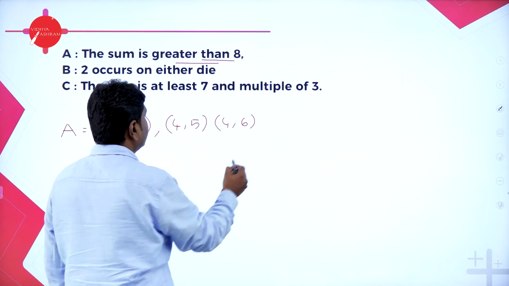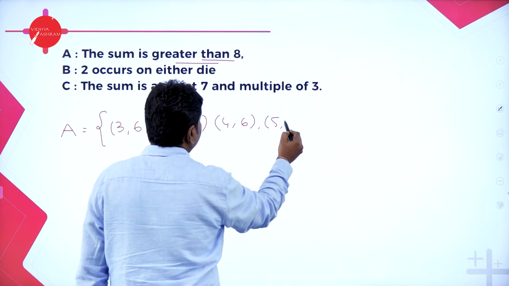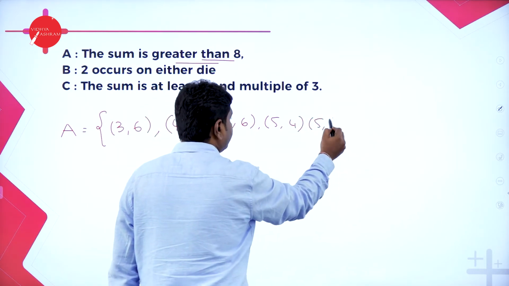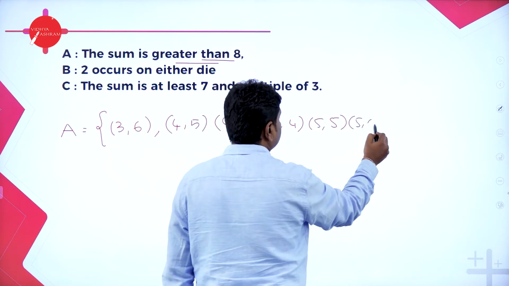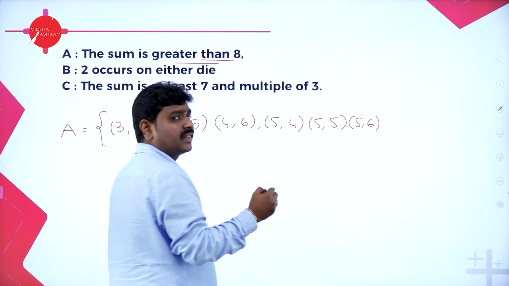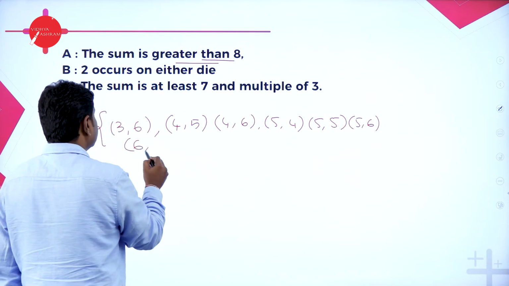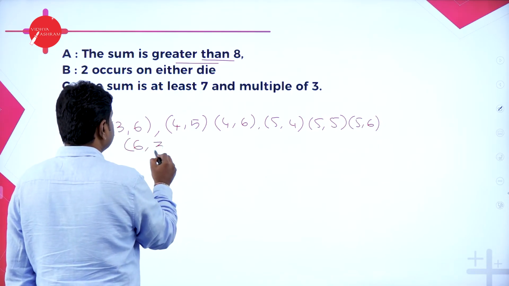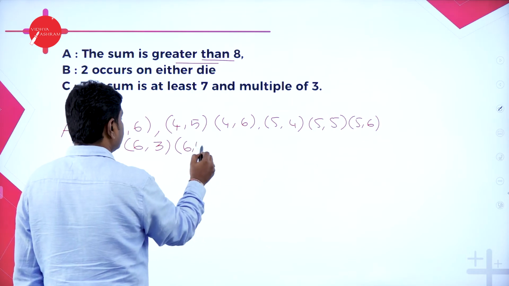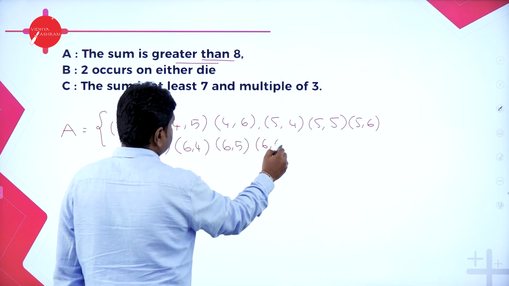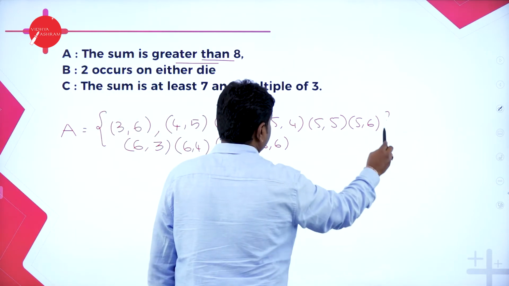Then it can take 5. With 5: 5 plus 4, 5 with 5, 5 with 6. All these outputs give a sum greater than 8. Then with 6, you can take 6 with 3, 6 plus 3 is 9, 6 with 4, 6 with 5, 6 with 6. So these are the possible outputs for set A.